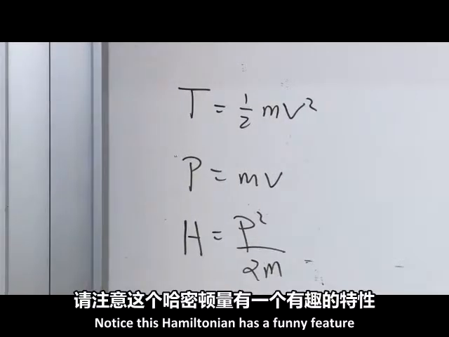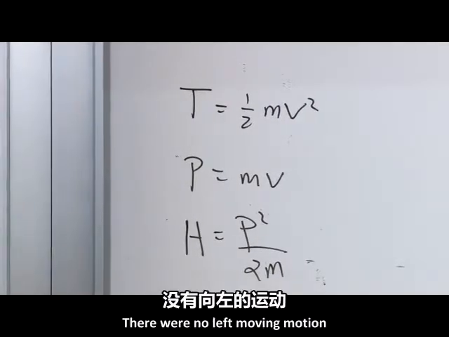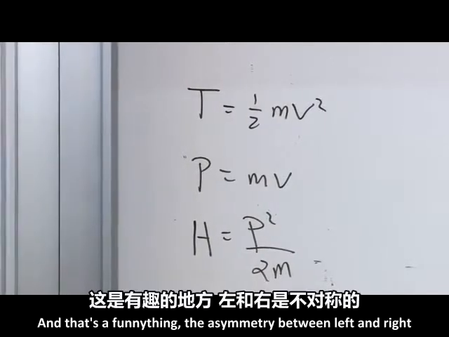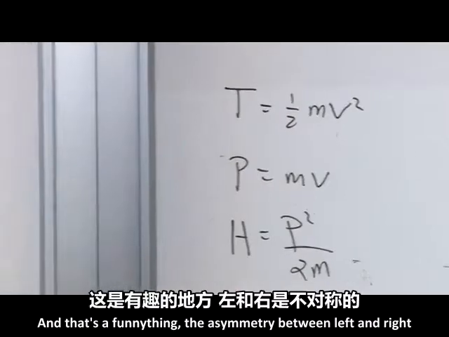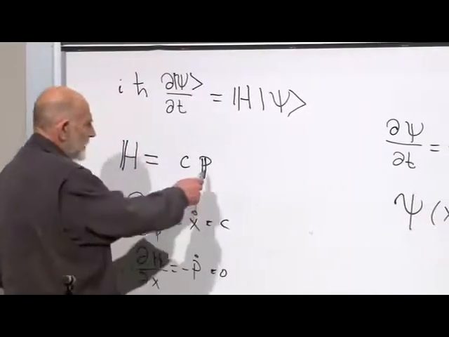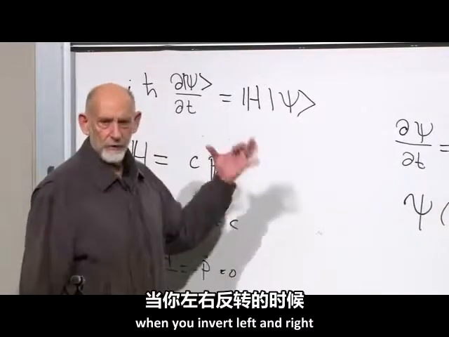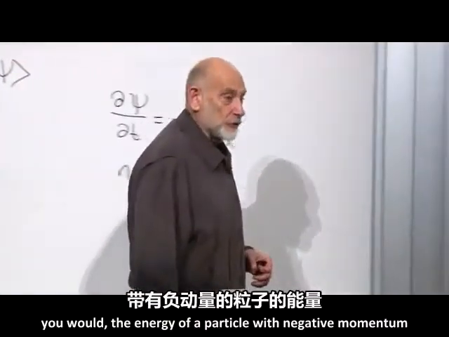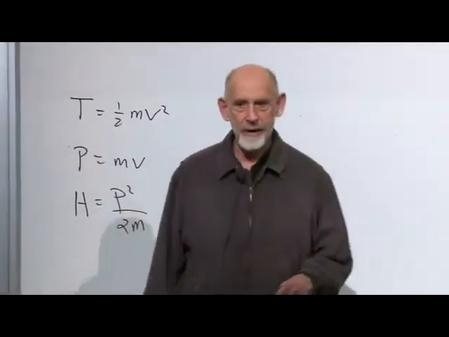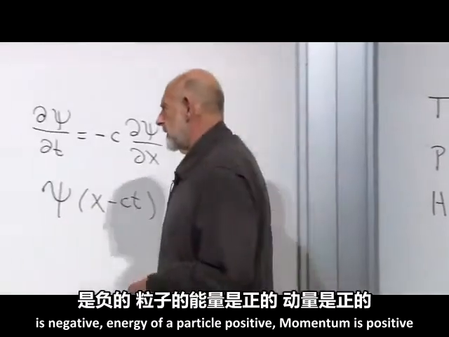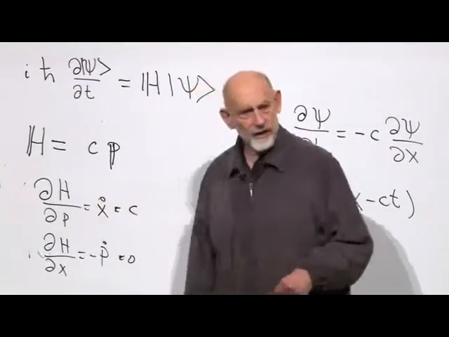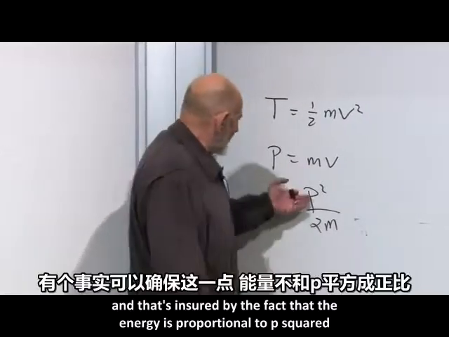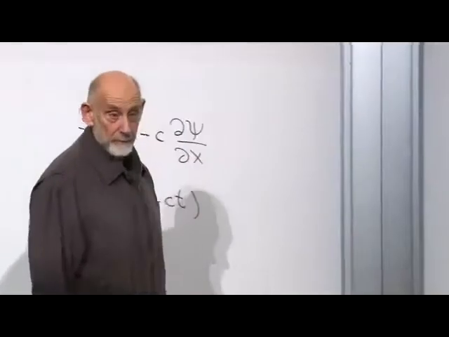Notice this Hamiltonian has a funny feature. Particles can only move to the right. There is no left moving motion. They all only move to the right. And that's a funny thing. The asymmetry between left and right has to do with the fact that p goes to minus p when you invert left and right. The Hamiltonian changes sign. The energy of a particle with negative momentum is negative. Energy of a particle with positive momentum is positive. That's a little bit weird. Okay. Ordinary non-relativistic particle, its energy is independent of which way it's moving, and that's ensured by the fact that the energy is proportional to p squared, not p.